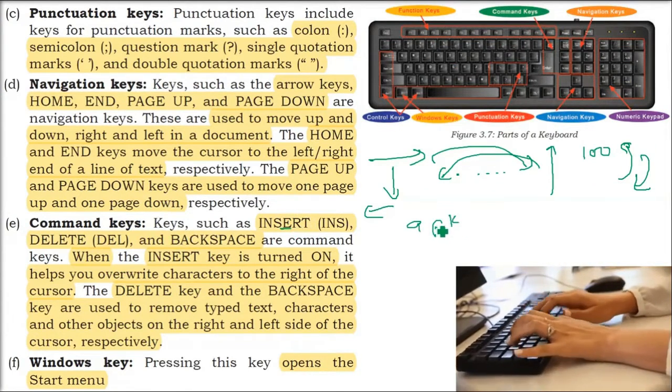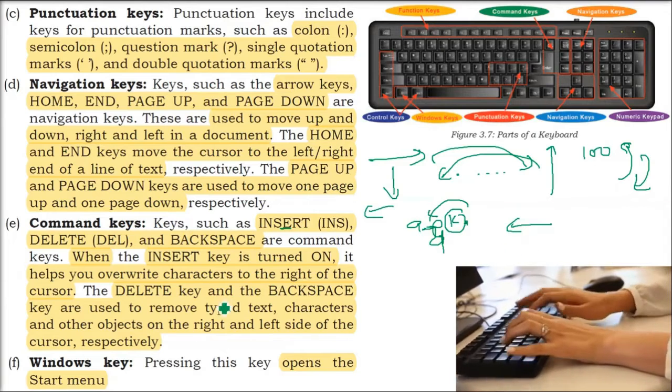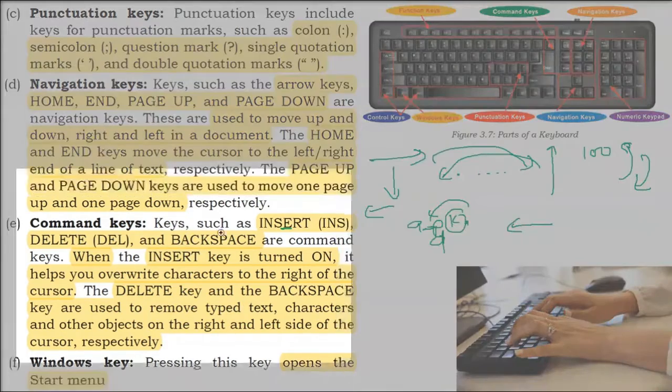Command keys, for example, I am writing APK. Now just insert at P and press D. The P will be replaced by D. This is insert. Delete is what? Delete will always delete the character coming after the cursor. Backspace will always delete the character which is coming before it. So insert has to be turned on and turned off whenever you want it. Delete and backspace are also there to remove typed text, characters, and there are other things it does too.